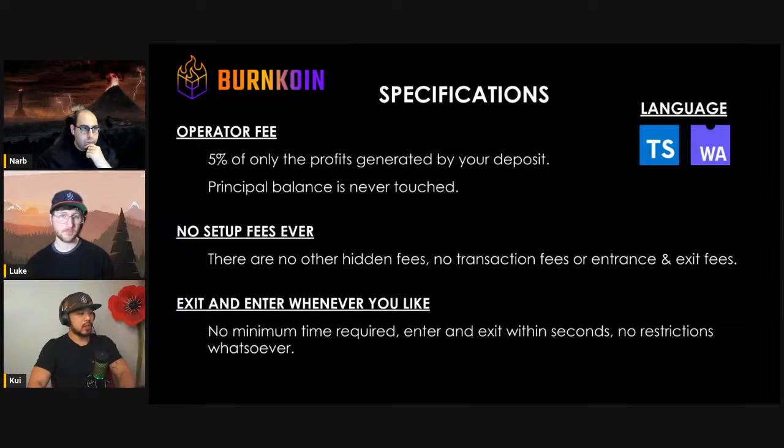And like Luke said, you can exit and enter whenever you like. We felt that that was a very important thing, because if you can't exit the pool when you want, then technically speaking, we have full custody over your tokens. And we didn't like that. We wanted to make sure that you could leave whenever you want, and we never impose a penalty on you whatsoever. That's right.